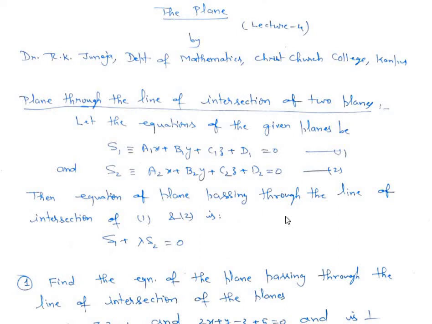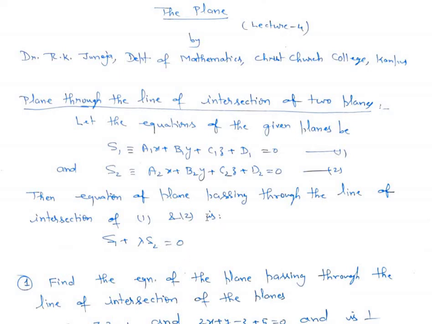Dear students, to find out a plane through the line of intersection of two planes, we make use of this formula. Suppose we have two planes. S1 is given by a1x plus b1y plus c1z plus d1 is equal to 0, and S2 is given by a2x plus b2y plus c2z plus d2 is equal to 0. Then the equation of the plane passing through the line of intersection of these two planes is given by S1 plus lambda S2 is equal to 0.